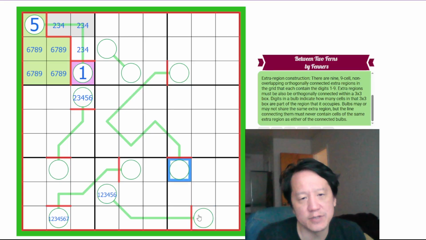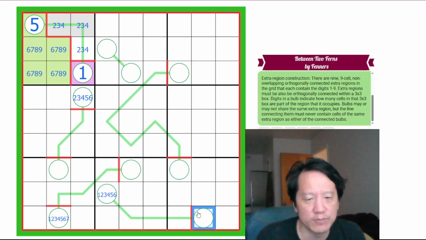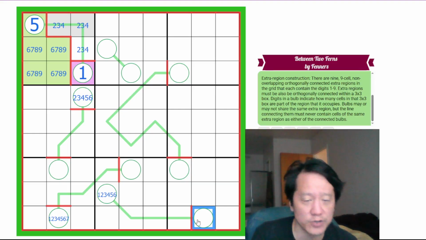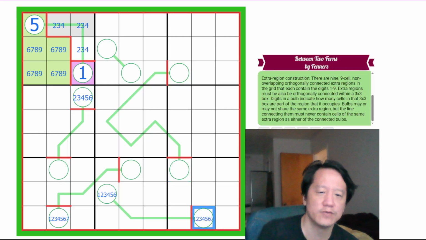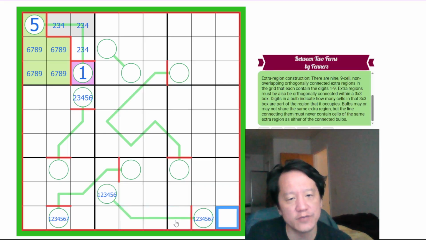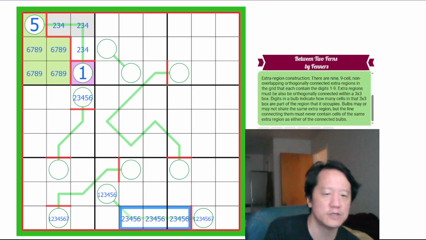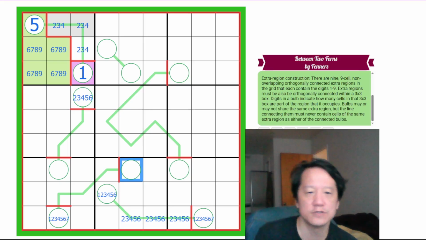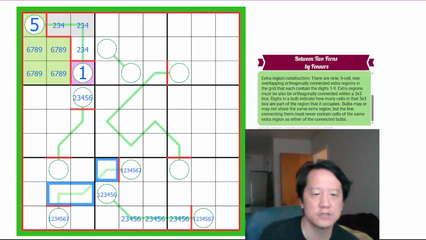No, cannot be the same region. So circles can never be the same region as each other. So these are necessarily different regions. So this is up to 7 then. We have 1 through 7 there. This has to be between 1 and 7 at most, so this is 2 through 6 here. These are different regions. This has to be a different region, so this is 1 through 7 here, which means this has to be 2 through 6 here.